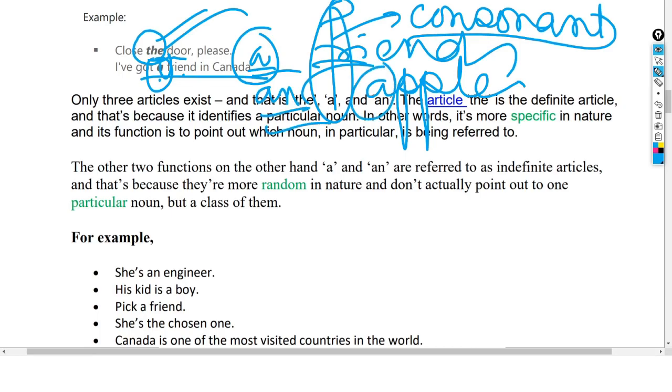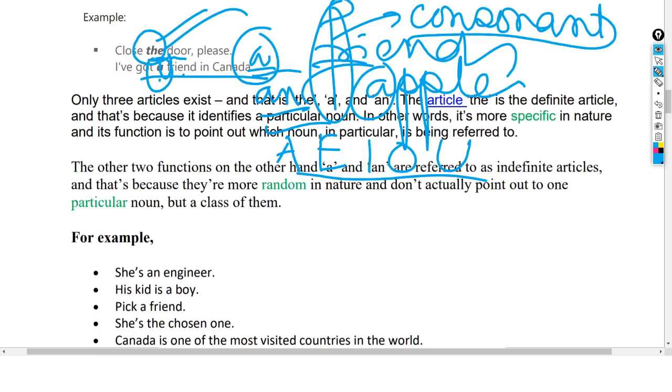a is a vowel. How many vowels are there? A, E, I, O, U. Five vowels are there. If any word or noun starts with any of these vowels, then before that an will come. This is the common formula, and there are some exceptional formulas also. We'll have to know that also.